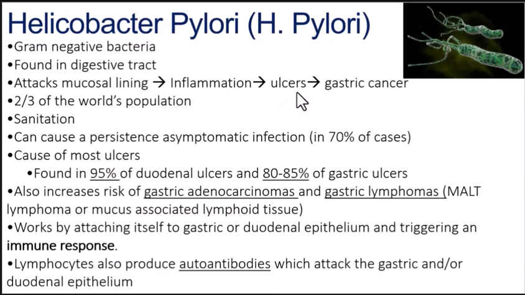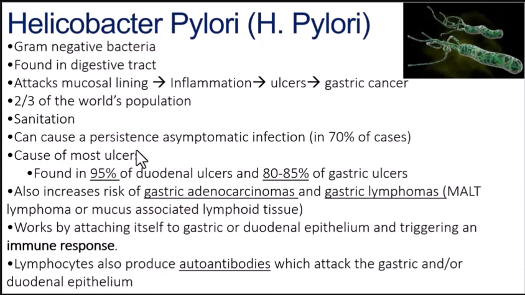And in some cases, especially if it's not treated and somebody is suffering from chronic inflammation and chronic ulcers, they could develop gastric cancer. Infection with H. pylori is actually very common. About 2/3 of the world's population have H. pylori in their body. And for most people, it doesn't even cause any inflammation or ulcers or other symptoms.